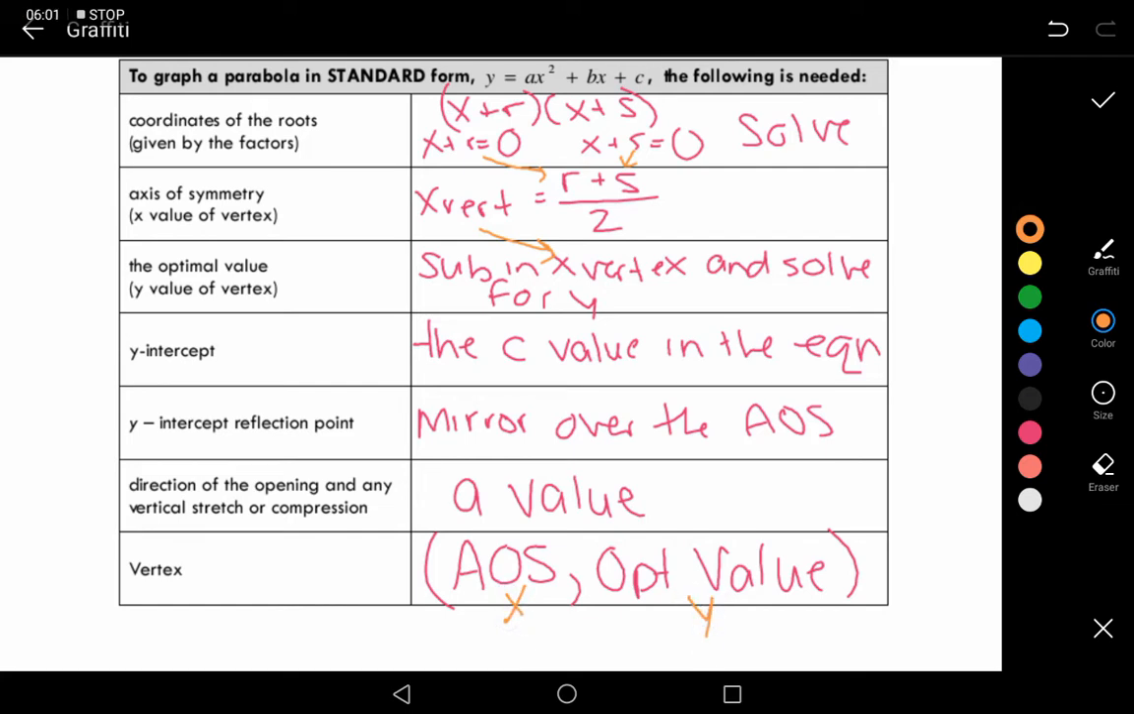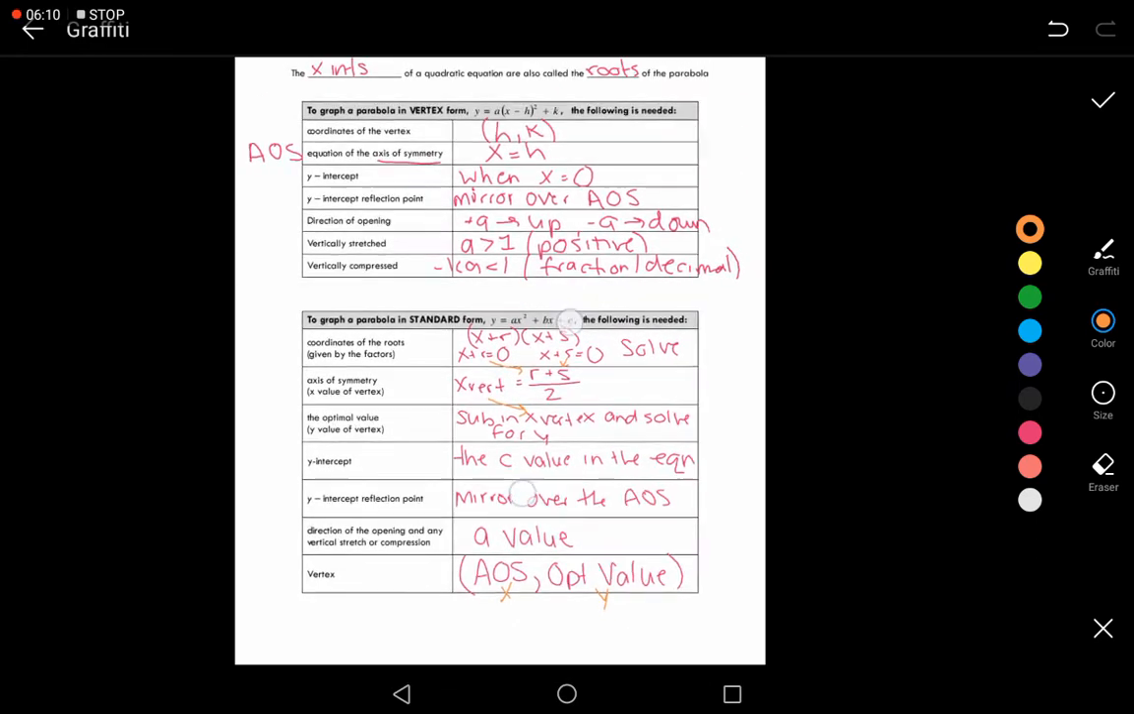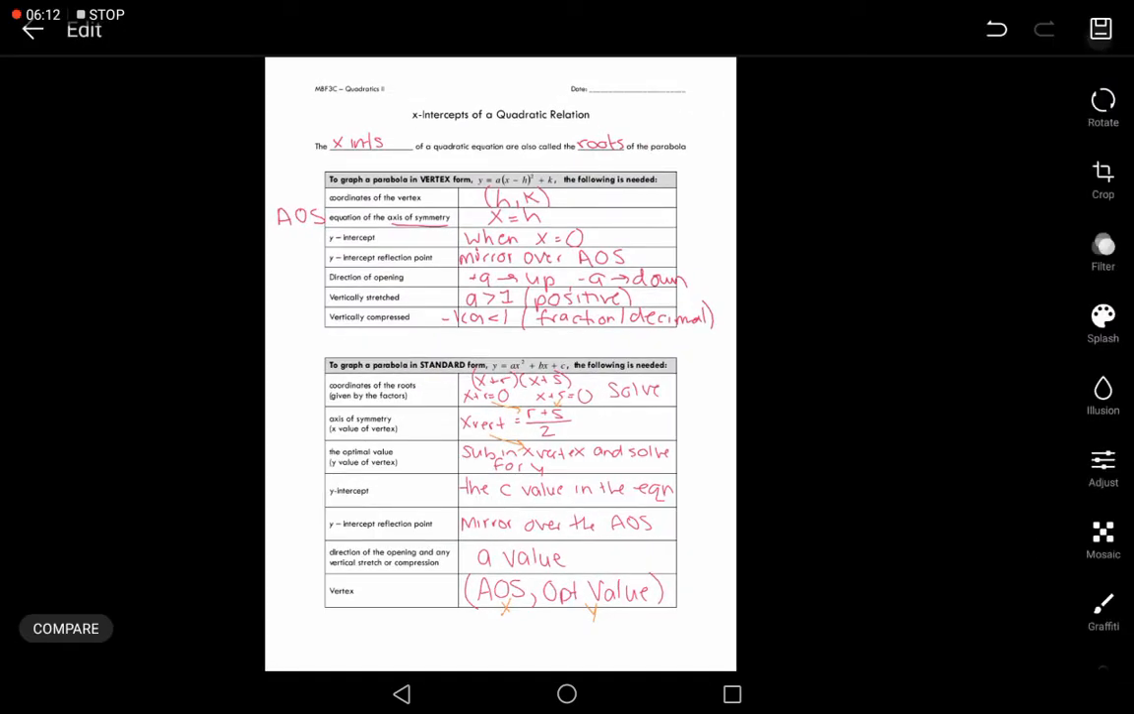Okay, so now that we know what we need to know, let's actually go ahead and find that information and use this standard form to graph. So just give me a second to pull up the page.